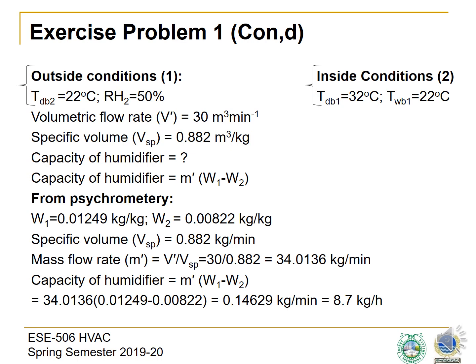So the capacity of humidifier is m prime into change in humidity ratio. We put the values 34 into 0.01249 minus 0.00822. The answer comes to be 0.14629 kg per minute, or 8.7 kg per hour. So this is the moisture removal rate. Actually, this is the capacity of humidifier that would be required under this condition.